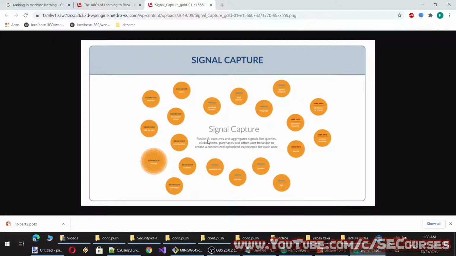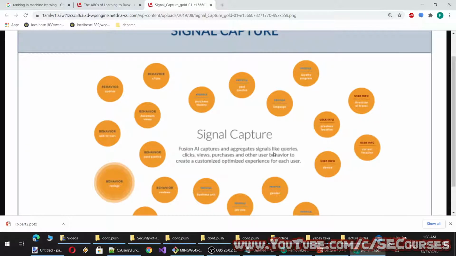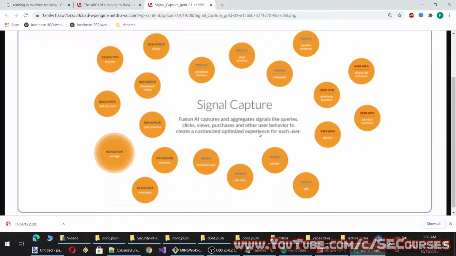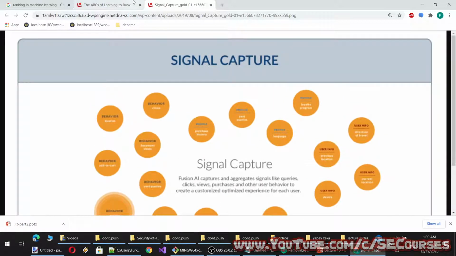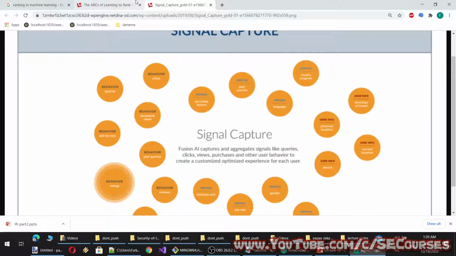Okay, capture. Fusion AI captures and aggregates signals like queries, clicks, views, purchases, and other user behavior to create customized optimized experiences for each user. So you see their features are clicks, views, purchases, queries, and other user behavior. What may be that? Ratings, add to cart, queries, clicks, purchase history, past queries, language, loyalty program, direction of travel, previous location, current location, device, age, gender, job role, business unit, reviews, messages, ratings. So you see they have many features to process items and then rank them to show most relevant results to the user.